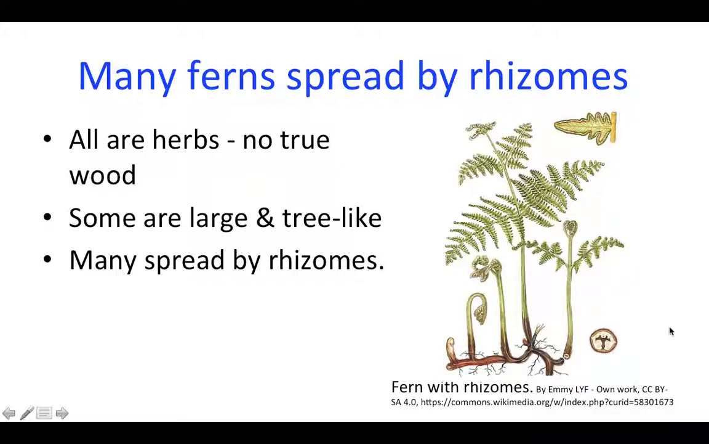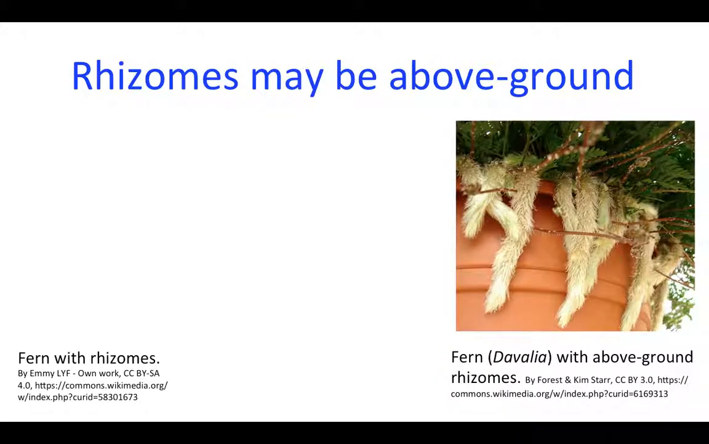So if we were walking around and just looking at the above ground parts, let's imagine soil was right here, we would just see several independent leaves coming off, and it would be hard to know if they were connected to each other or not. In other cases, it's a lot easier to see.